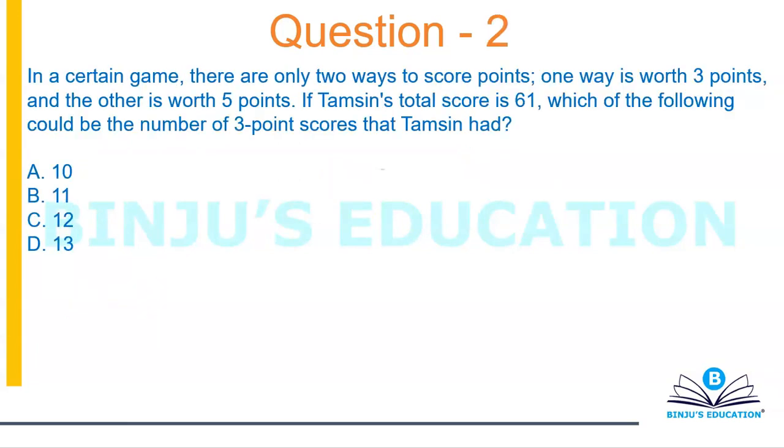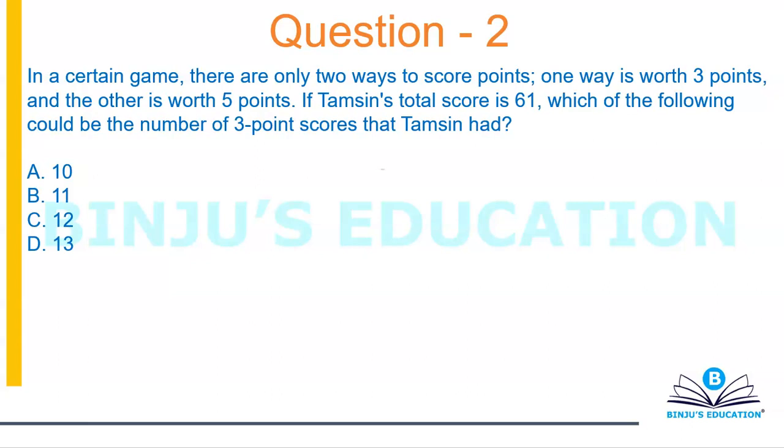So pause the video and try this one, please. Alright, let's try this one. This one is a bit difficult, no denying that, but let's try and solve it. In a certain game, there are only two ways to score points. One way is worth 3 points and the other is worth 5 points. If Tamsin's total score is 61, which of the following could be the number of 3 points that Tamsin had?